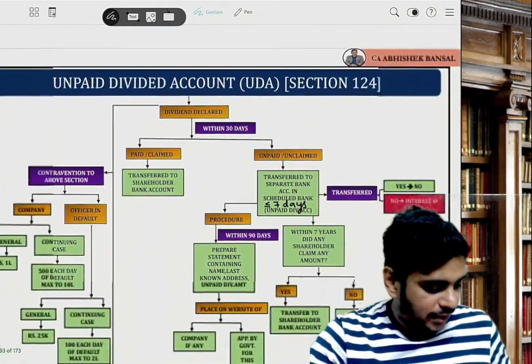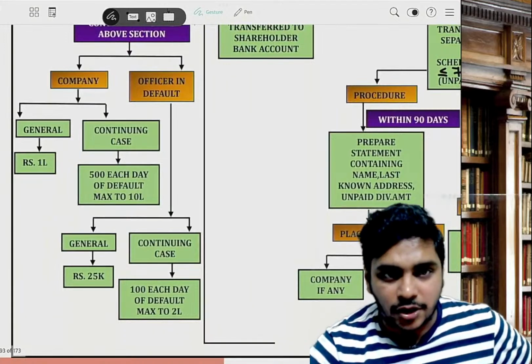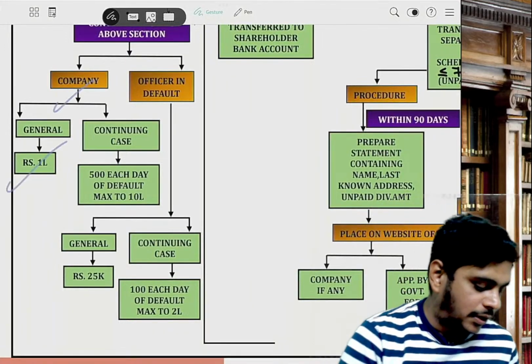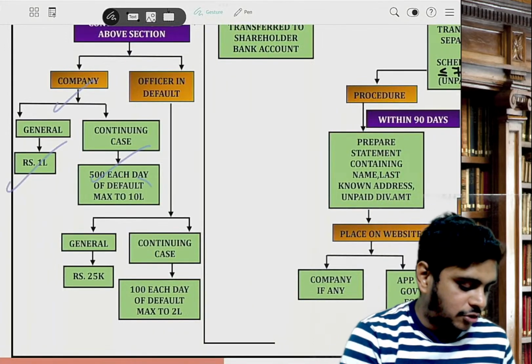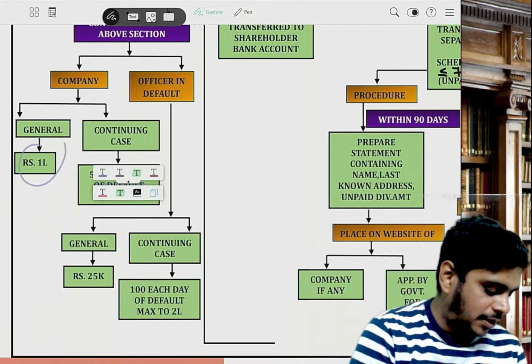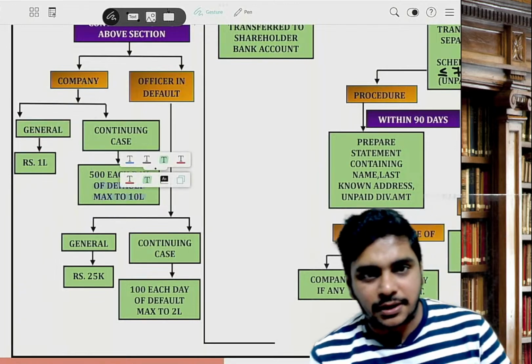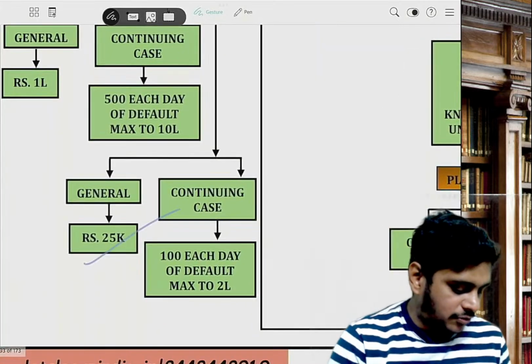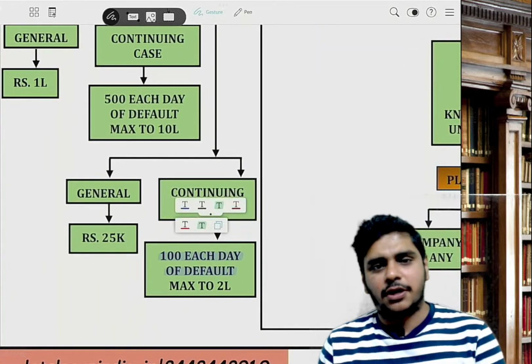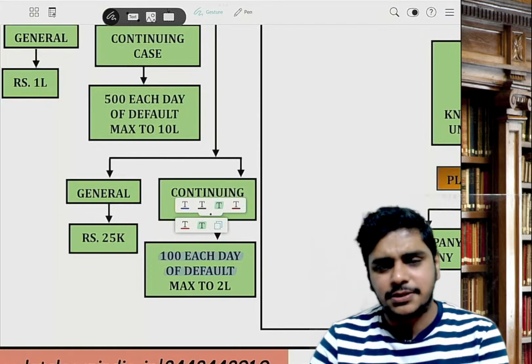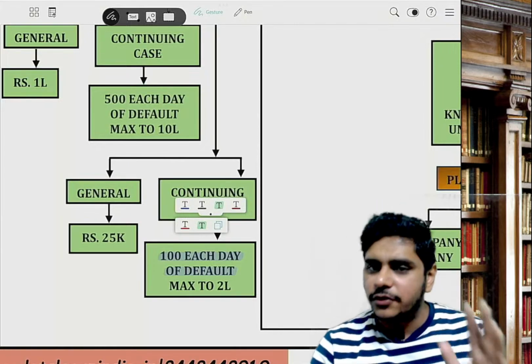Then, if 124 or 125 is contravened, how much is the penalty? Company ka penalty is 1 lakh rupees, 500 rupees per day subject to a maximum of 10 lakh. Officer: 25,000 to 2 lakh, 100 rupees per day, subject to a maximum of 2 lakh. So the penalty is only for the MCQ.